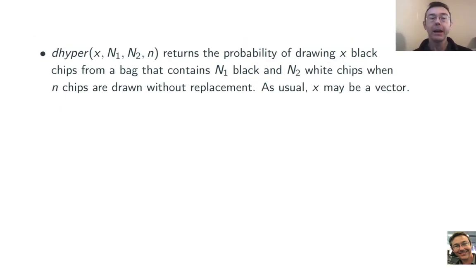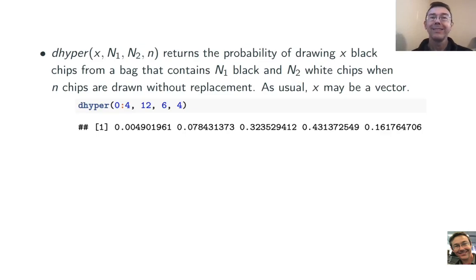Next is the dhyper command, which is going to return the probability of drawing x black chips from that same bag, n1 black and n2 white chips, and a total sample size of little n. As usual with commands in R, x can be a vector here. For instance, dhyper(0:4, 12, 6, 4) gives you back the probability of getting exactly 0, 1, 2, 3, and 4 black chips from that same bag that we described before.